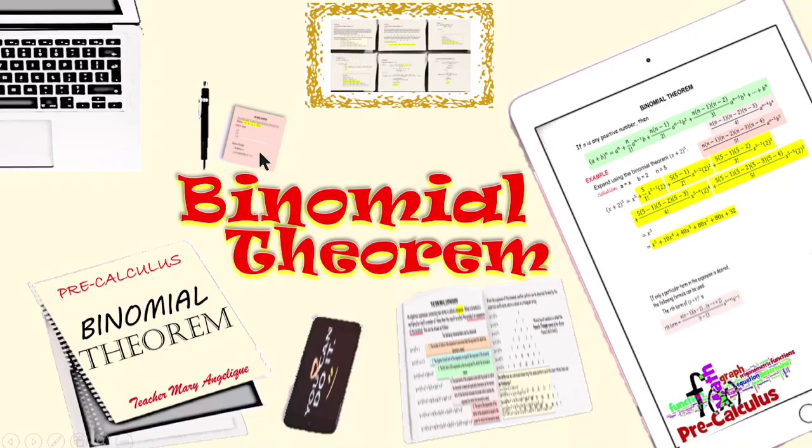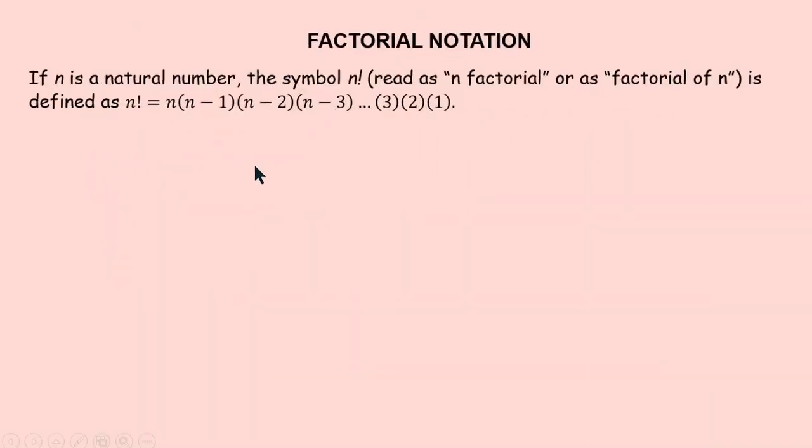Factorial notation plays an important role in the binomial theorem. If n is a natural number, this symbol, read as n factorial or factorial of n, is defined as n times the quantity n minus 1 times n minus 2 times n minus 3 and so on times 3 times 2 times 1. Examples. Evaluate the following.